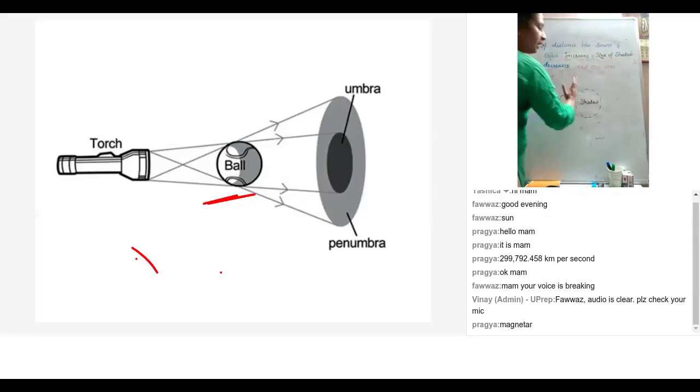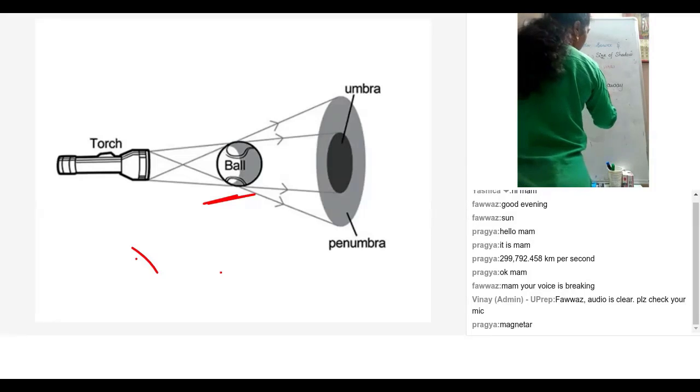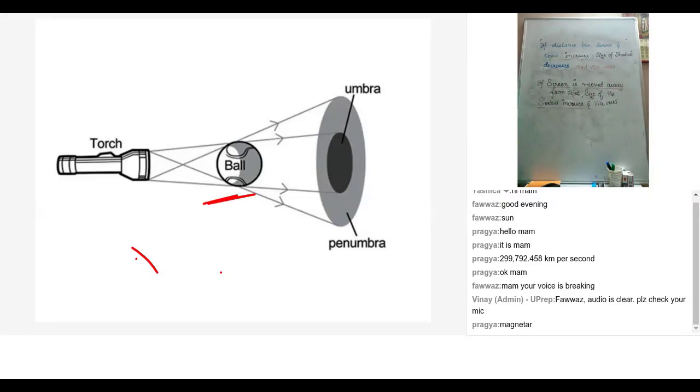Yes, ma'am. Screen is moved away from the object. Please note down that point, Nana. If the screen is moved away, size of the shadow increases, and if the screen is moved towards the object, size of the shadow decreases. But the size of the shadow is never going to be smaller than the object. Is that noted, Nana? Yes, ma'am.